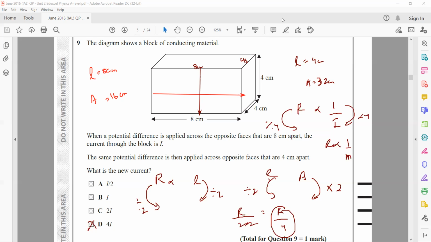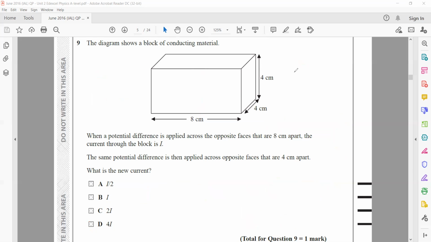Or you can also use the formulas we have. Because the same potential V equals IR, so I1 R1 equals I2 R2. I1 is the first current, which is I. R1 R equals rho L divided by A, and this I2 we don't know, that equals rho, the length becomes half, so it will become 0.5 L. Or you can also substitute the values compared to the original one.